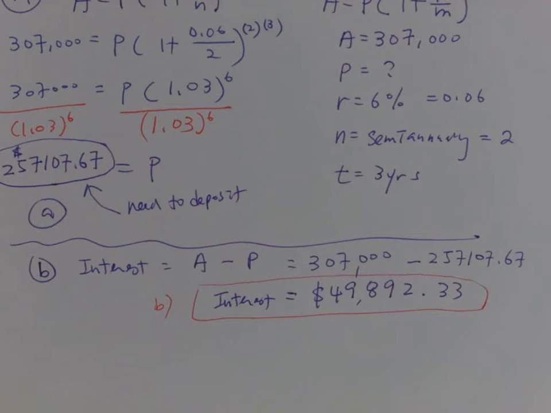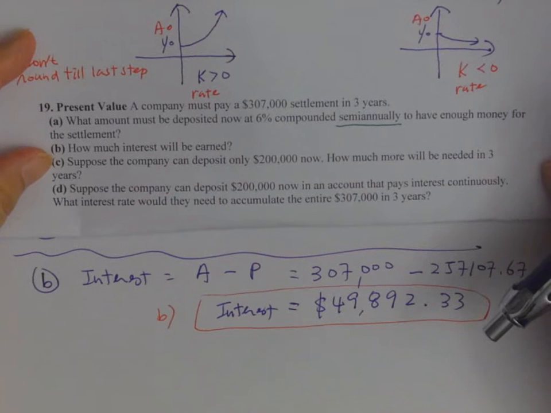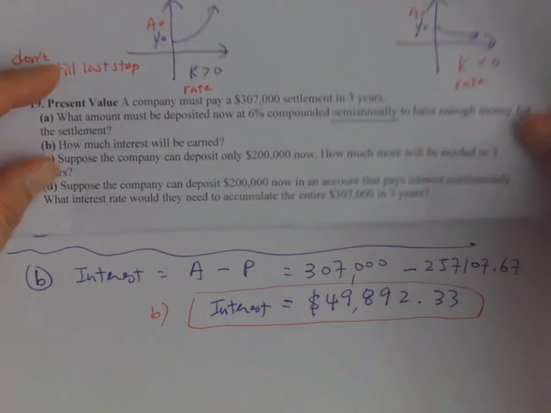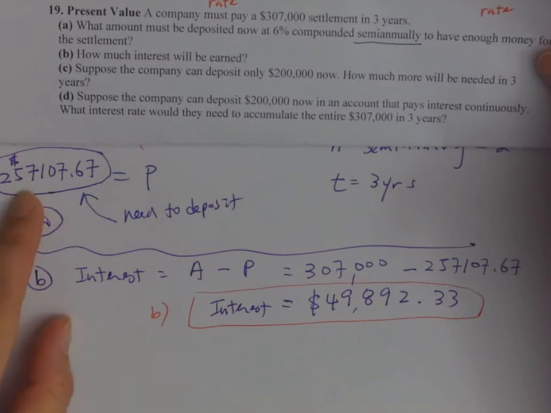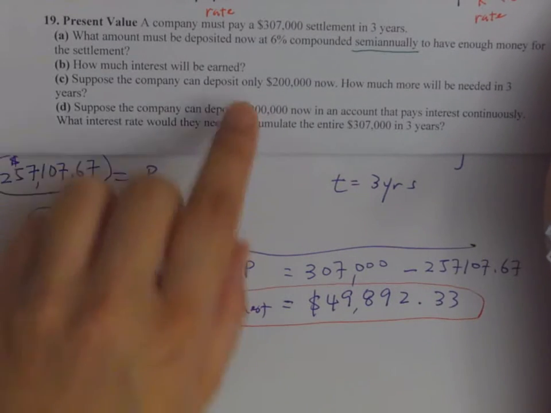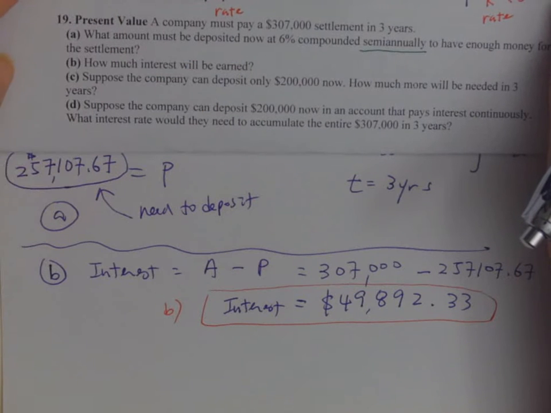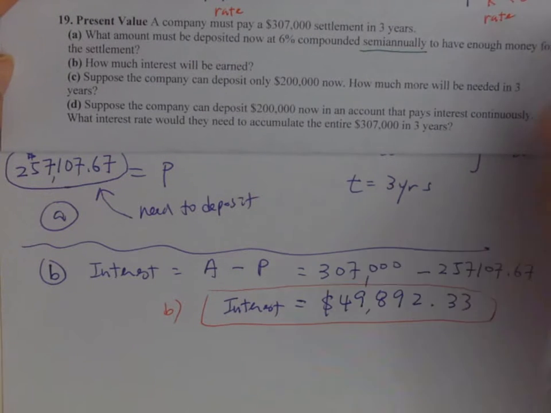Then the next part is C. So let's see C. For the C part, we say suppose the company can deposit only 200,000. So earlier we said they need 257 thousand something, right? But the company doesn't have that much money. They only have $200,000. How much more will they need to have in 3 years?